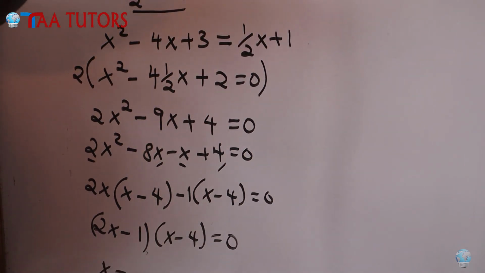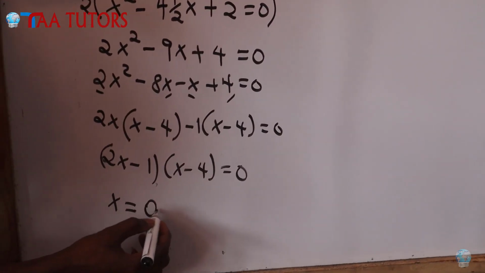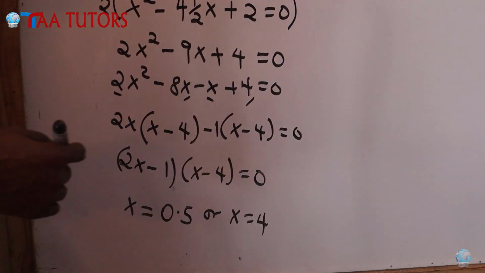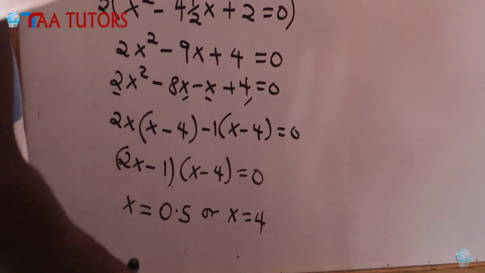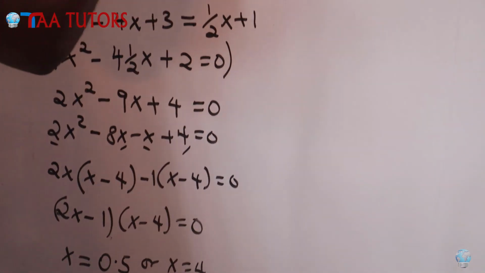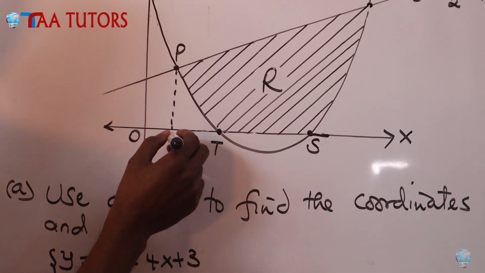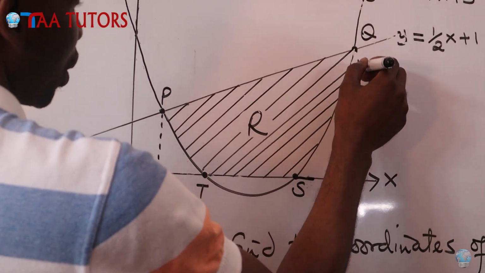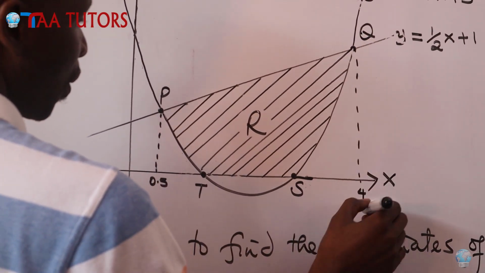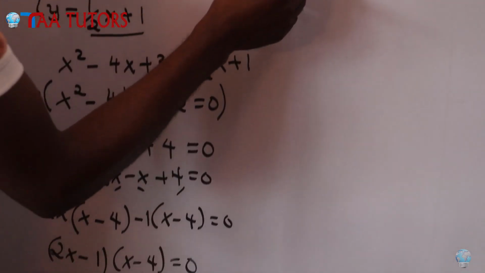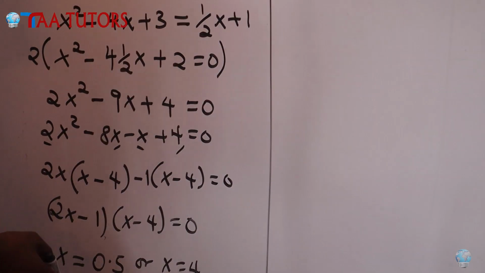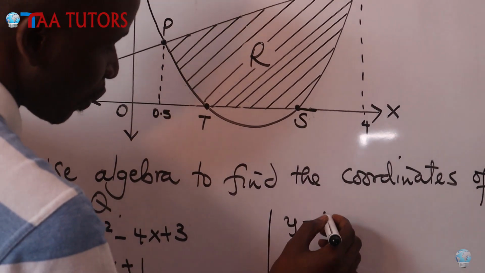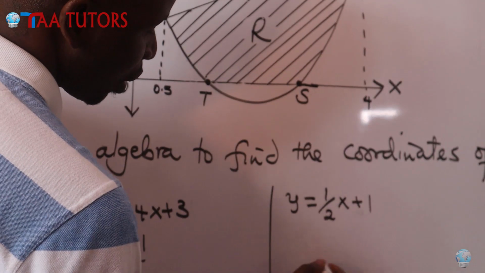So here x equals 0.5 or x equals 4. So that's what we have in terms of x coordinates. It means that the x value here is 0.5, and the x value on the other side is 4. So what I'm going to do here is get the values of y, because those are values of x, and I'll take the simpler function to deal with. So y is a half x plus 1.